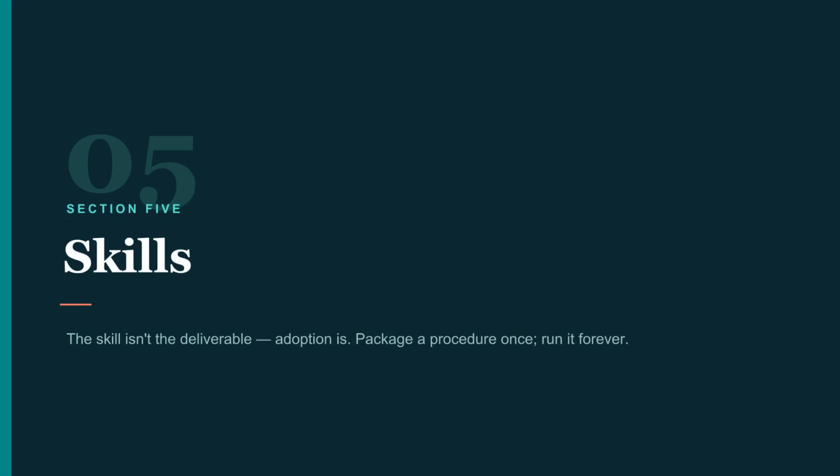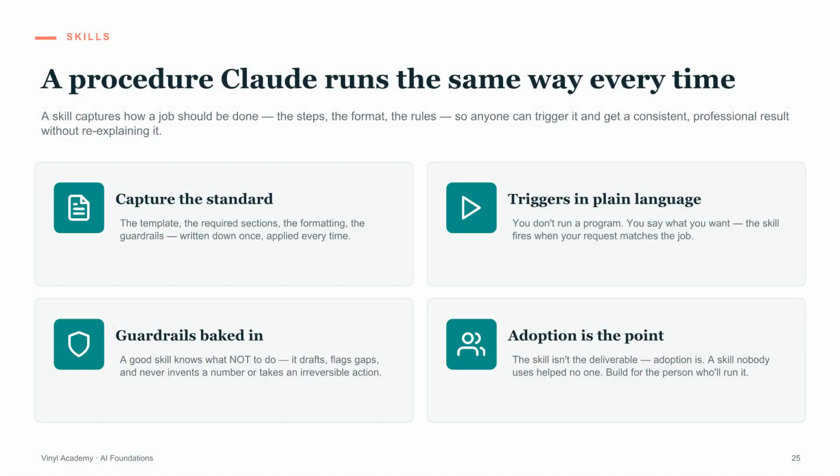Section 5. Skills. The skill isn't the deliverable, adoption is. Package a procedure once. Run it forever. A skill captures how a job should be done, the steps, the format, the rules, so anyone can trigger it and get a consistent result. Captures the standard once. It triggers in plain language. It bakes in guardrails, a good skill knows what not to do. And the thing to remember, the skill isn't the deliverable, adoption is. A skill nobody uses helped no one.